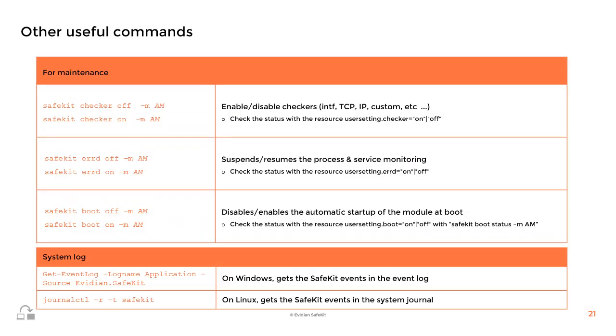Here are other useful commands. For maintenance operations that require stopping the application monitored by safekit, it may be necessary to disable all automatic restarts triggered by safekit. First, for a mirror module, stop the module on the secondary node to avoid a failover on this node. Then, as shown in the first table, disable the checkers configured inside the module that monitor the application and trigger restarts. Next, disable process monitoring, which also triggers restarts.